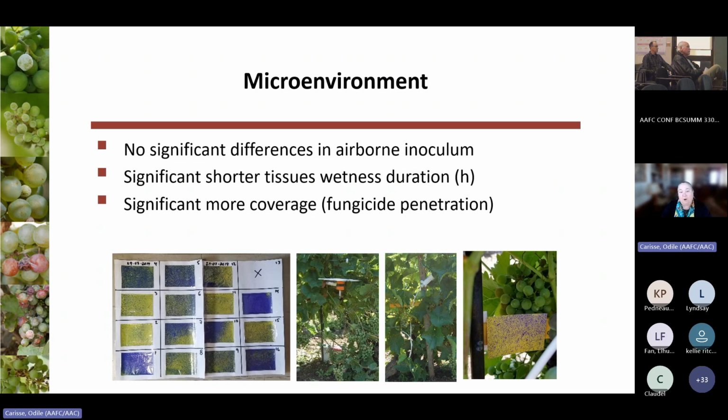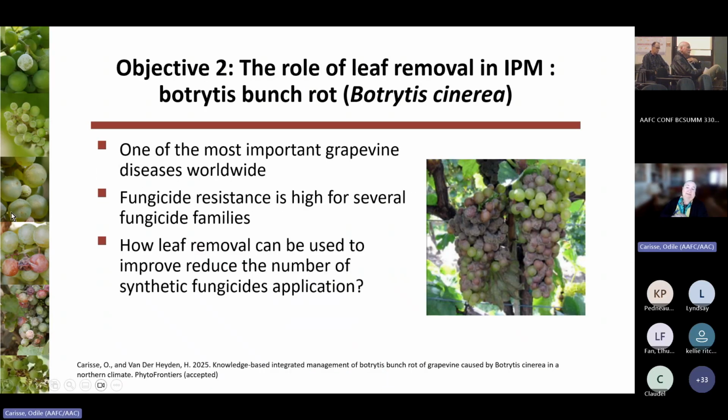So that's probably why, in terms of downy mildew and botrytis bunch rot, we got a higher impact on disease. The other factor that was significant was fungicide penetration. Obviously, if you remove leaves, you get a better fungicide penetration. That was expected. In terms of relative humidity and temperature, we didn't find a significant difference between the different treatments. So having said that, we concluded after the first 2 years of the project that it is a good practice.